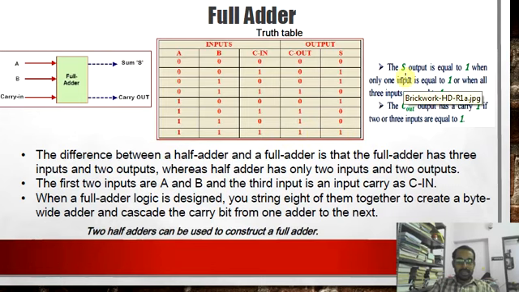So here you can see that the sum output is equal to 1 only when there is an odd combination of ones at the inputs. So when there is one 1 or three 1s at the inputs, you will get sum high, and that is one case. The carry output is 1 if 2 or 3 inputs are equal to 1. So here it is 1 only when 2 or 3 inputs are 1. So in that case only the C out will be 1.